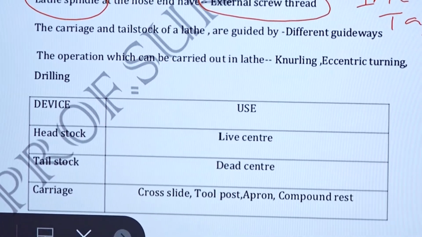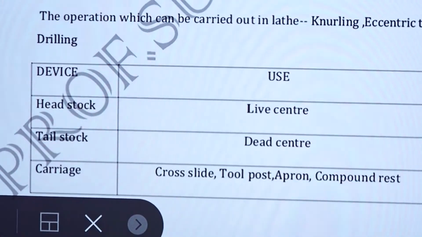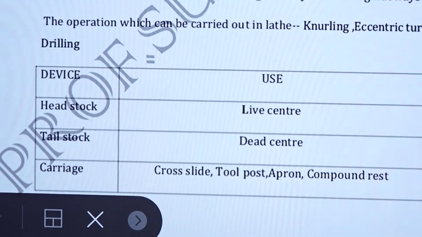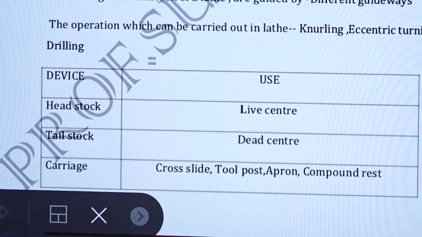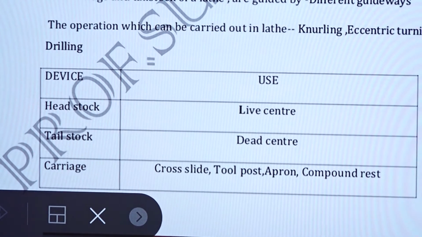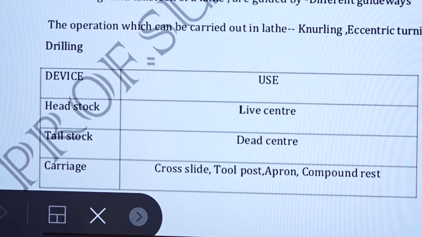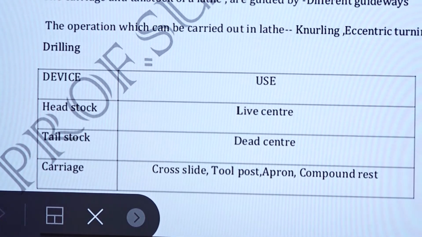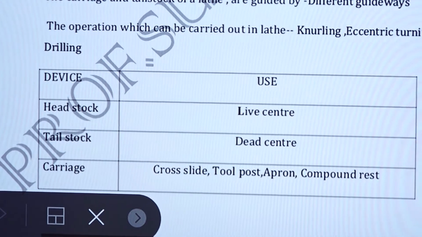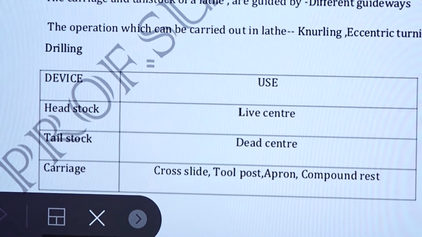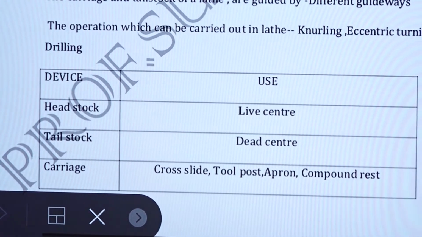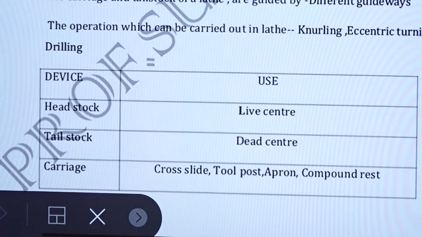And we are having the head stock. In the head stock we are having the center of the spindle placed. The center of the spindle is termed as live center, because it is able to rotate, it is called live center. In the tail stock the spindle center is called dead center because it is not able to rotate. Dead means not able to rotate, live means able to rotate.